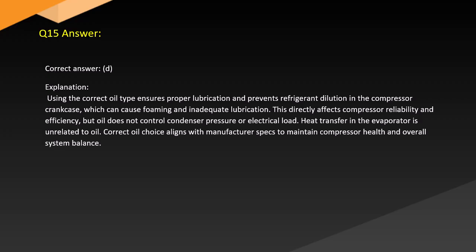Answer. Correct answer. D. Explanation. Using the correct oil type ensures proper lubrication and prevents refrigerant dilution in the compressor crankcase, which can cause foaming and inadequate lubrication. This directly affects compressor reliability and efficiency, but oil does not control condenser pressure or electrical load. Heat transfer in the evaporator is unrelated to oil. Correct oil choice aligns with manufacturer specs to maintain compressor health and overall system balance.